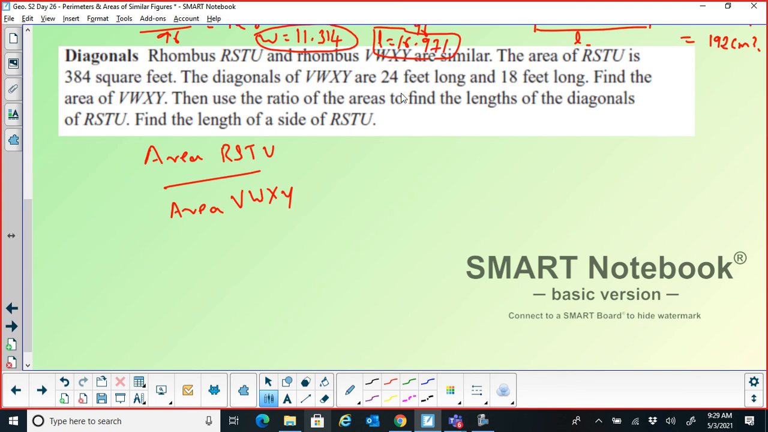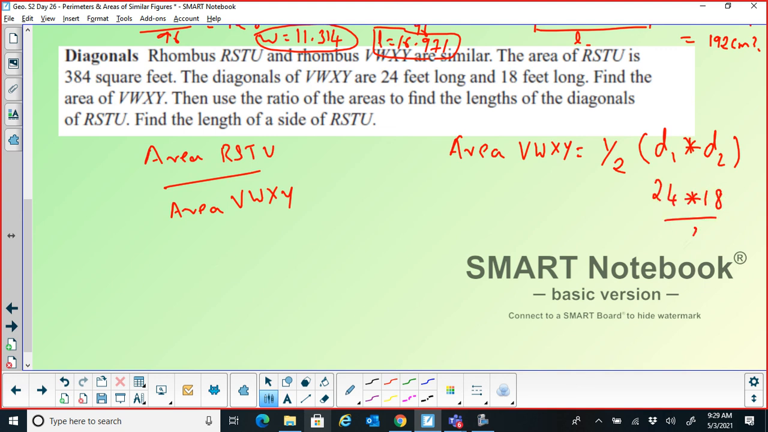Area of VWXY, the rhombus, is half of the product of the diagonals, which is the formula for the area of a rhombus. Here they have given us the rhombus with diagonals 24 feet and 18 feet. So 24 times 18 divided by 2 will give us the area, which is 216.